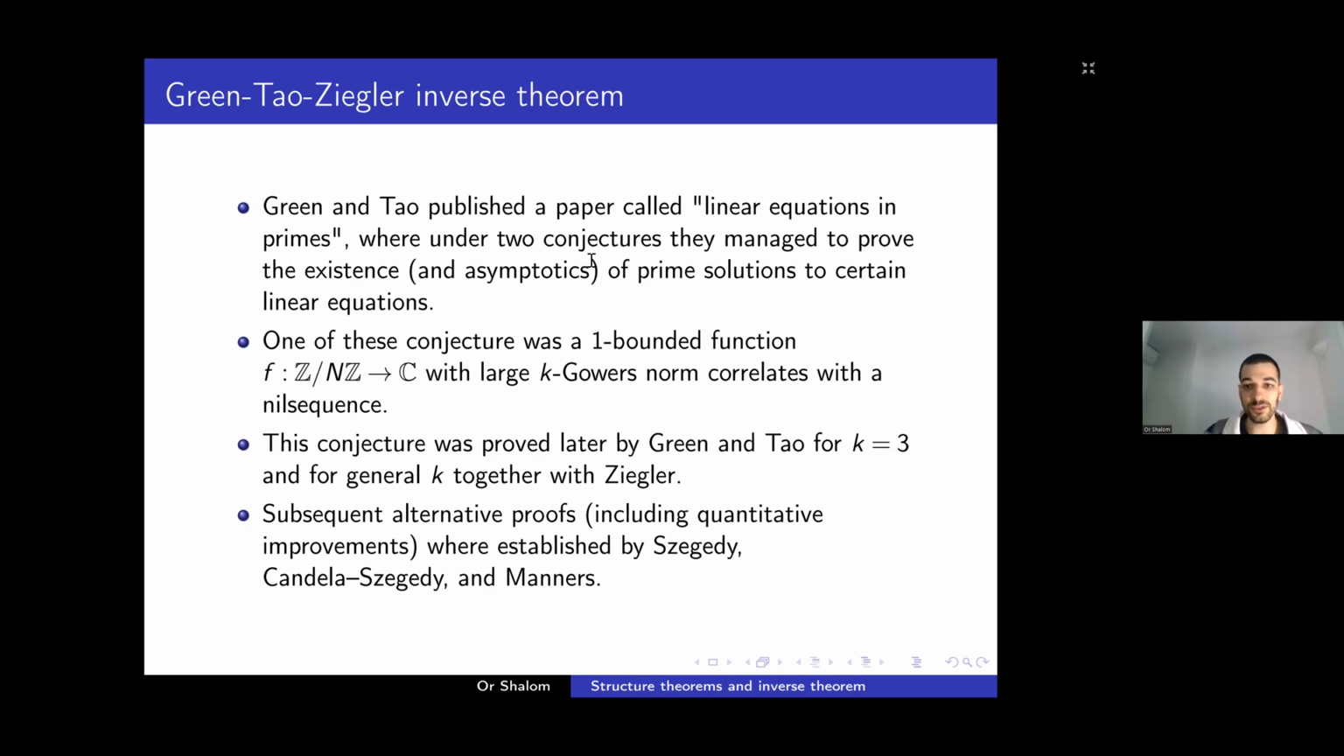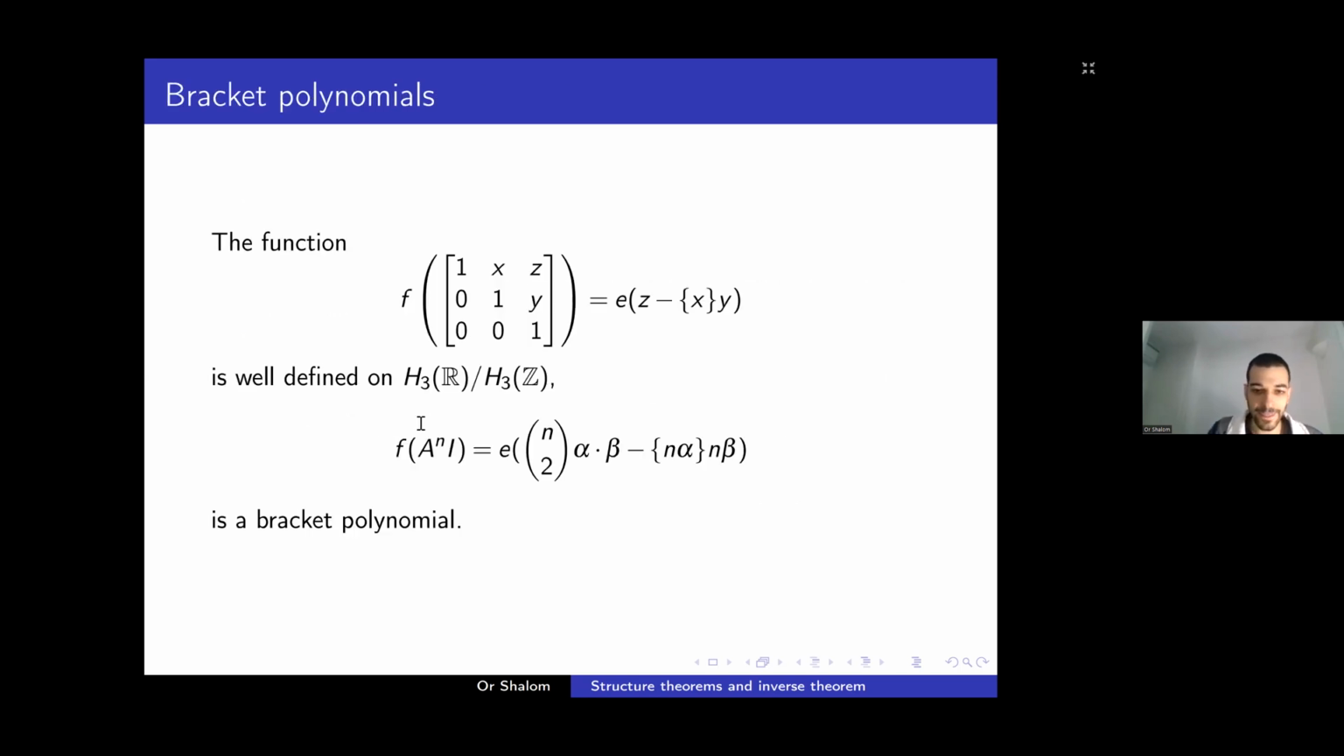And they show that under two conjectures, there are infinitely many, and they even compute asymptotics of prime solutions to linear equations. Now, one of the conjectures was that if a function f on the cyclic group has large Gowers norm, then it correlates with a nil sequence, where a nil sequence is a sequence like this, but with f being continuous. In our case, f is piecewise continuous. So they're not exactly the same, but practically they are the same.